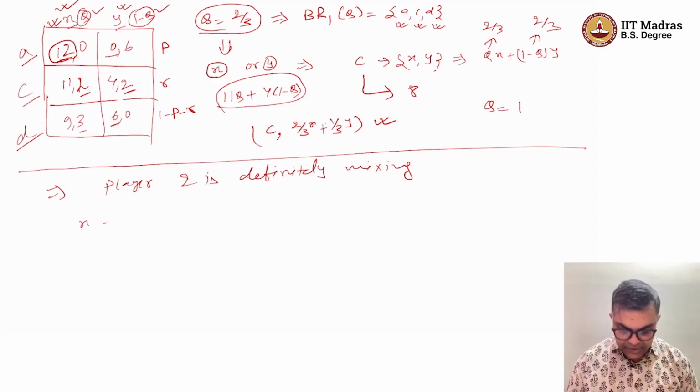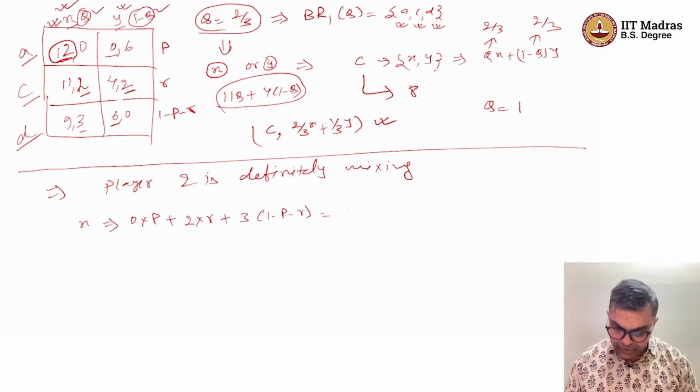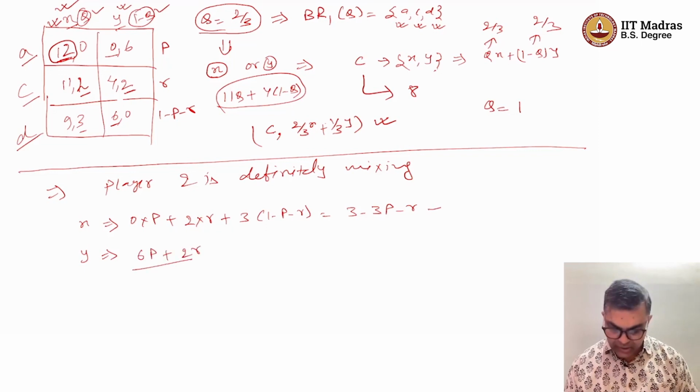Let us look at player 2's payoff from x: it is 0 multiplied by P, plus 2 multiplied by R, plus 3 multiplied by 1 minus P minus R. This will be equal to 3 minus 3P minus R. And how much will y give? Y will give 6P plus 2R. These two have to be equal, and from here we get 3 minus 3P minus R is equal to 6P plus 2R.